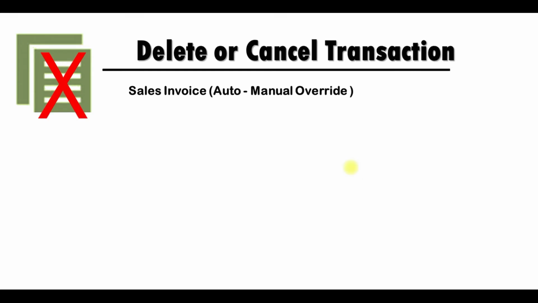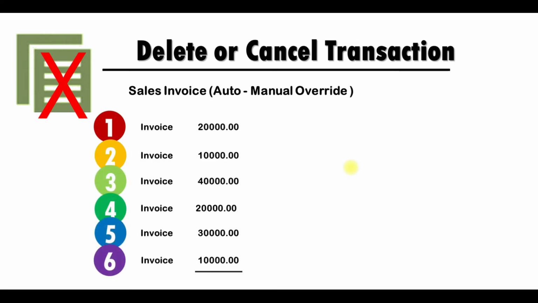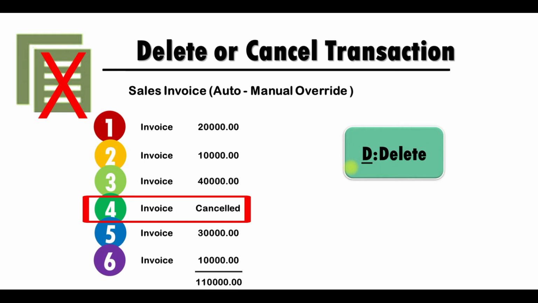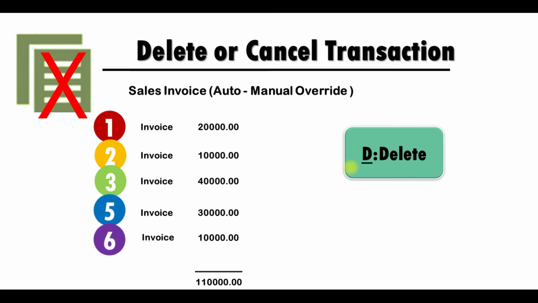Let's see auto manual override number transactions. Here the number will be generated automatically. Each transaction has some value. If we want to cancel those transactions, once we click on cancel, the total report value is reduced. Instead of cancel, if you delete those transactions, the voucher numbering will remain the same. While posting the next transaction, by default it will select the next number for that transaction.